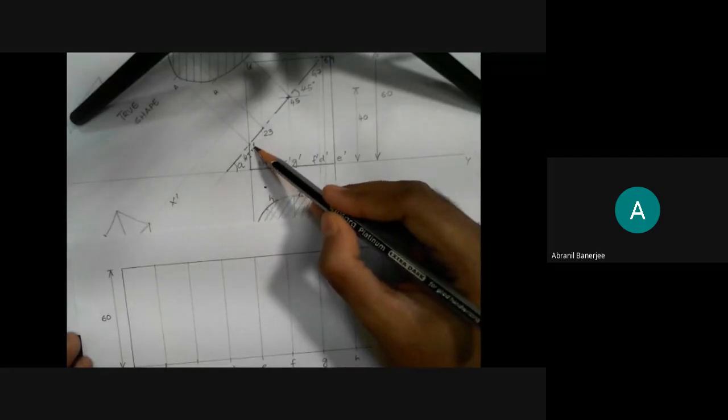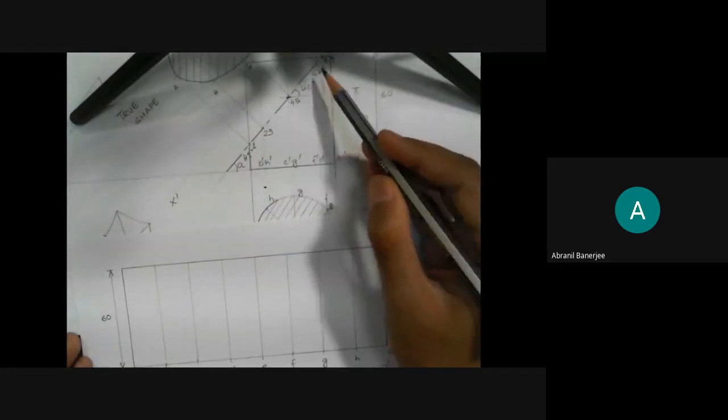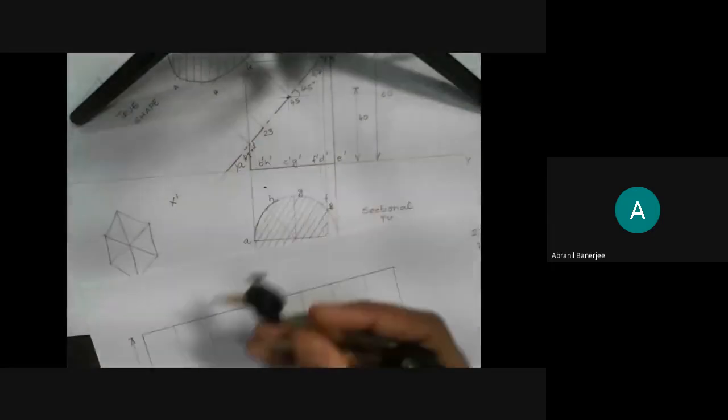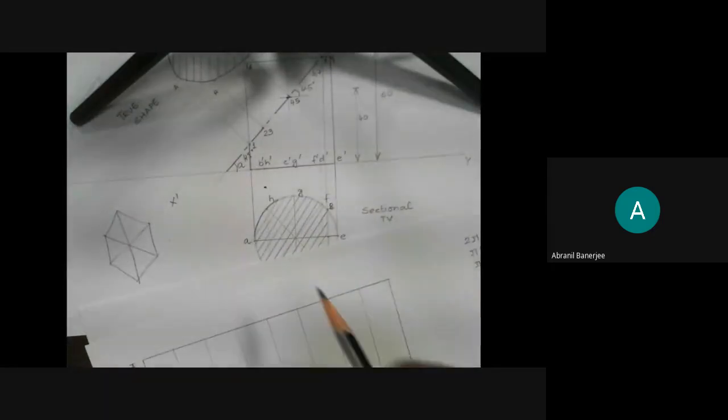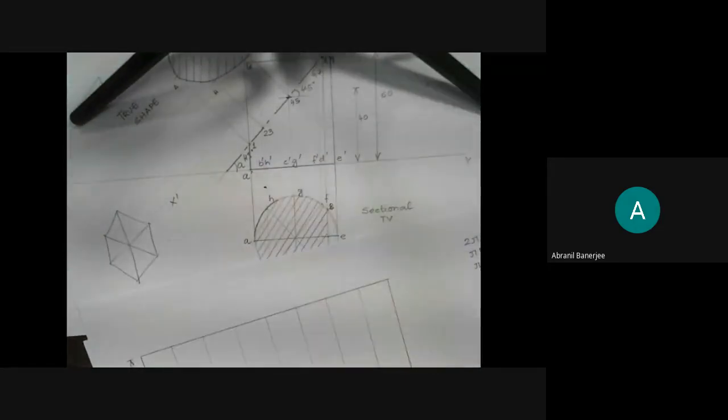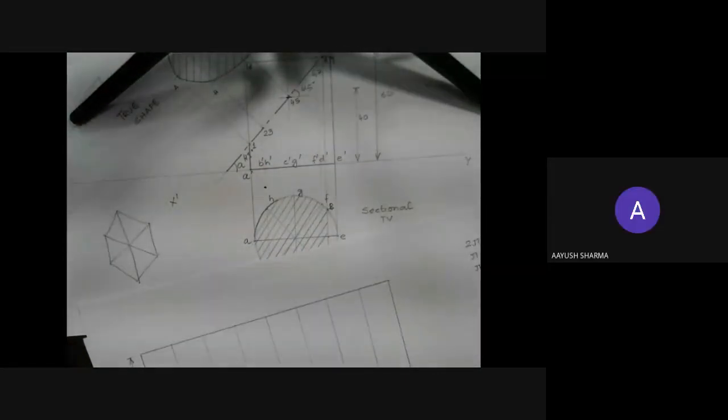Now, let us see from point A, how will we mark it here? We have to mark all the points 1, 2, 3, 4, 5, 6, 7, 8, 9. So let us draw the points with the help of the compass. From A, this was A, right? This point is A dash, right? Yes or no? Yes, sir.